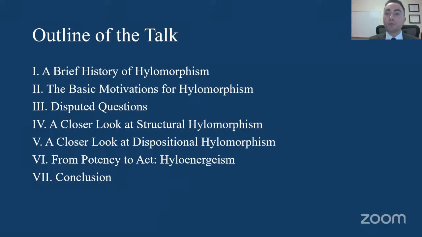And then I'll give an overview of some of the main disputed questions, the main topics that are in the debate of contemporary hylomorphism. And then I'll take a closer look at two main varieties of contemporary hylomorphism, one called structural hylomorphism and the other one called dispositional hylomorphism. And then I'm going to take a bold step and propose my own third option as a contemporary view of material objects, one that draws from classical hylomorphism, but also is in conversation with contemporary hylomorphism, this view that I call Hyloenergeism or Hyloenergism, but I prefer Hyloenergeism. And then I'll conclude. So that's the outline of the talk.